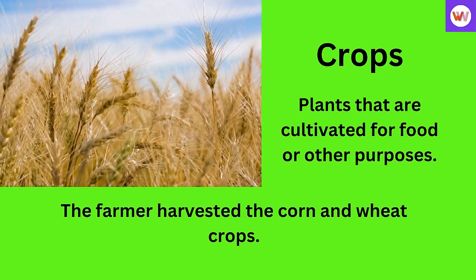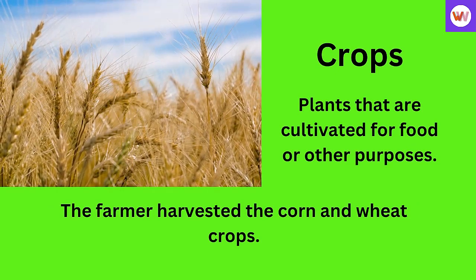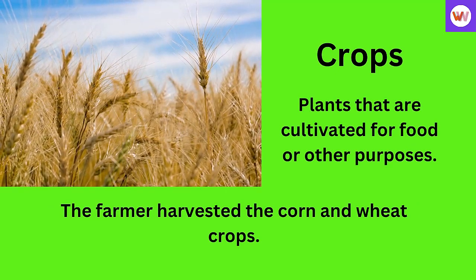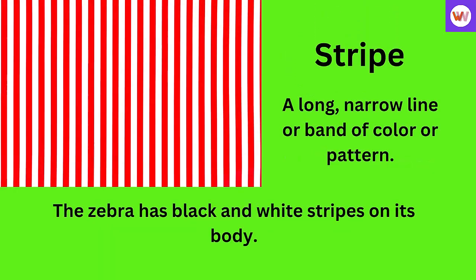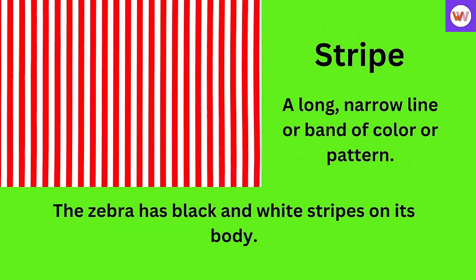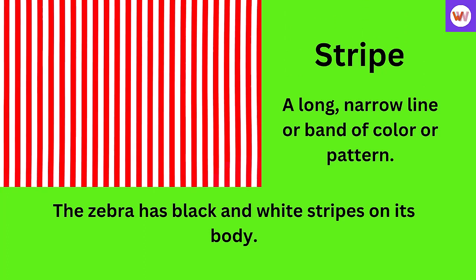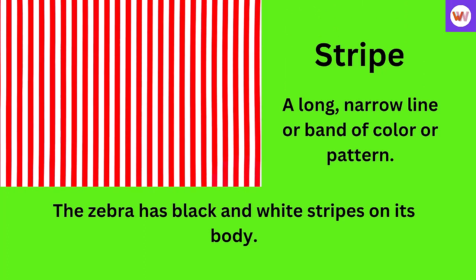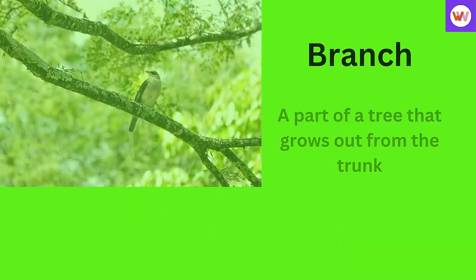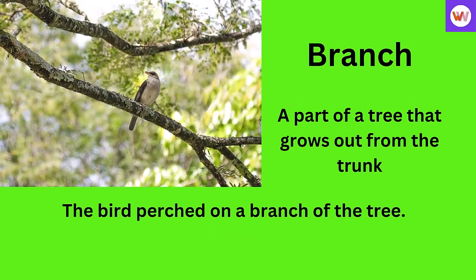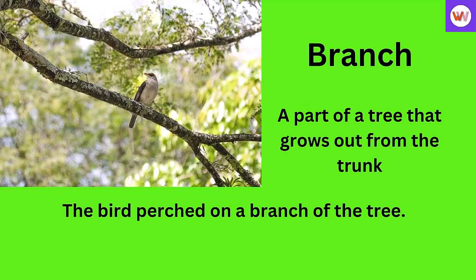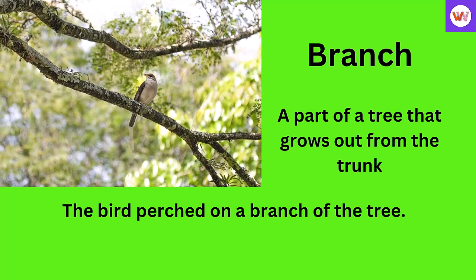Crops. Plants that are cultivated for food or other purposes. The farmer harvested the corn and wheat crops. Stripe. A long, narrow line or band of color, or pattern. The zebra has black and white stripes on its body. Branch. A part of a tree that grows out from the trunk. The bird perched on a branch of the tree.